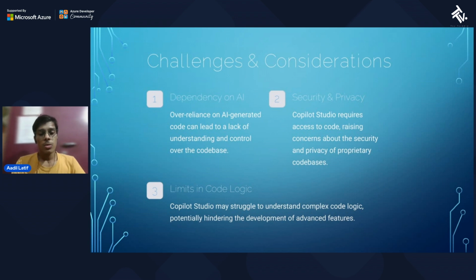So the next thing is limits in code logic. Basically, Copilot Studio may struggle to fully understand complex project requirements. Because if we give a very long code, then maybe the Copilot Studio will struggle. I have also seen that if I give more than 10,000 characters to ChatGPT, it responds that it is a very big input, a very big prompt, so no output will be given to you. You have to make it concise.